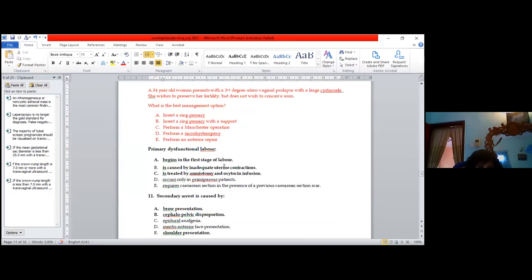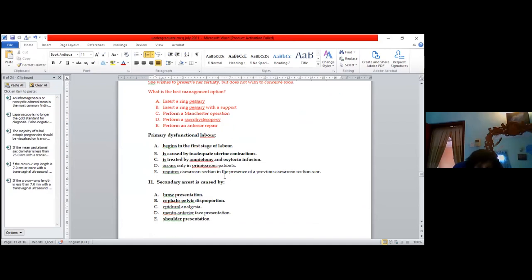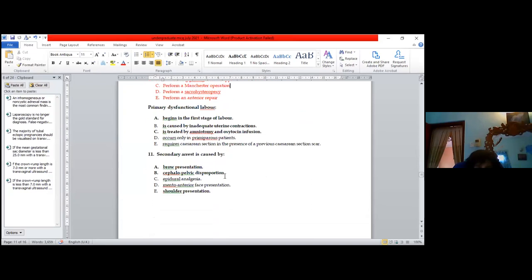In primary dysfunctional labor, A is correct, B is correct, C is correct. In secondary arrest, A is correct, B is correct, E is correct. In the primary dysfunction, A, B, C, and E all are correct. Correct.